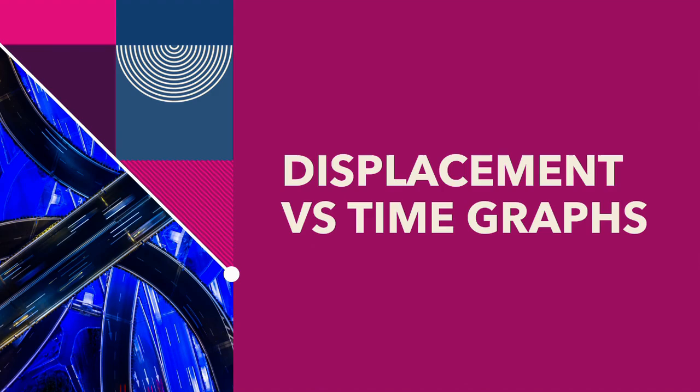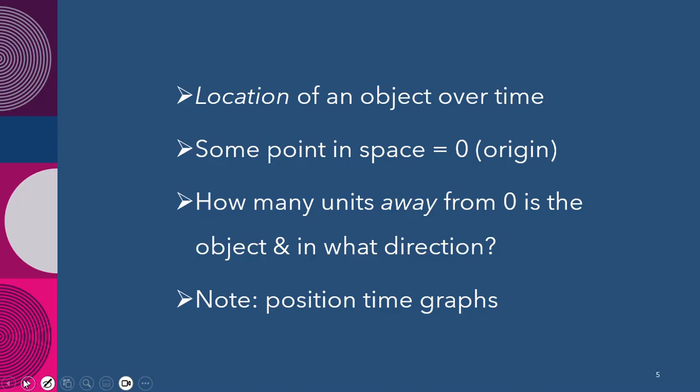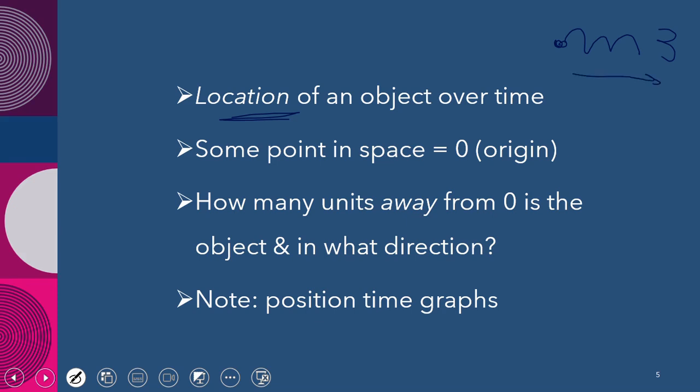Okay, so we're going to start with displacement versus time graphs. And these graphs show the location of an object over time in a certain reference frame. So in simpler terms, some point in space is defined as 0, which is represented by the origin on the graph. Then the graph shows how many units away the object is from the origin. So for example, here would be 3, as well as in what direction. So this is right, for example, which would be positive 3.